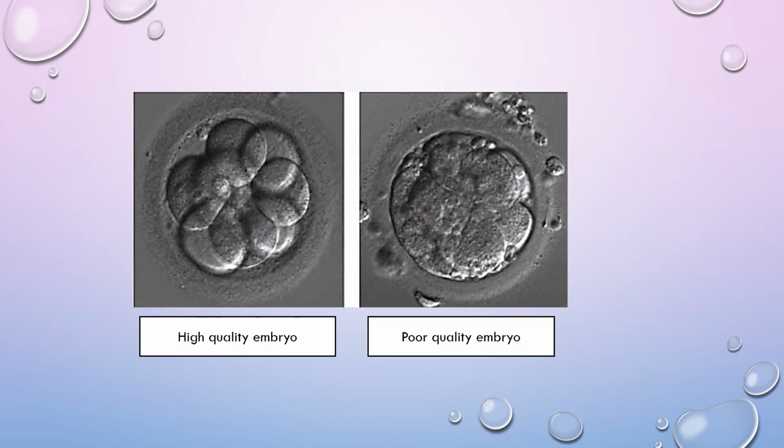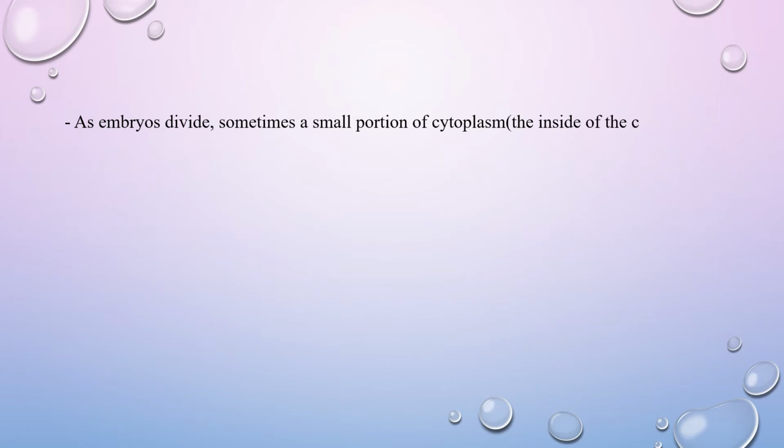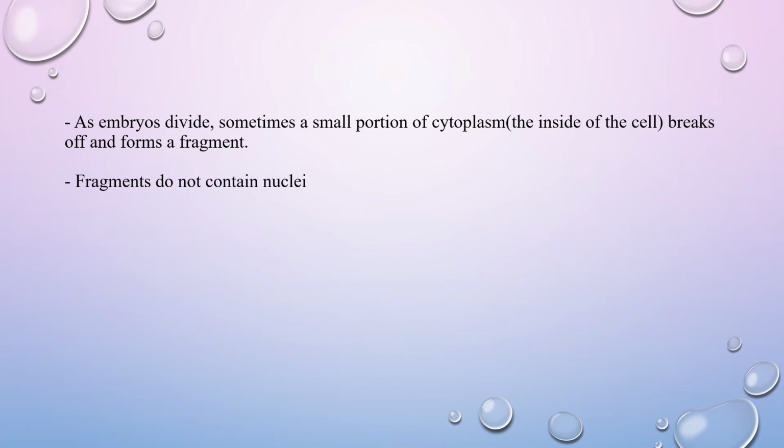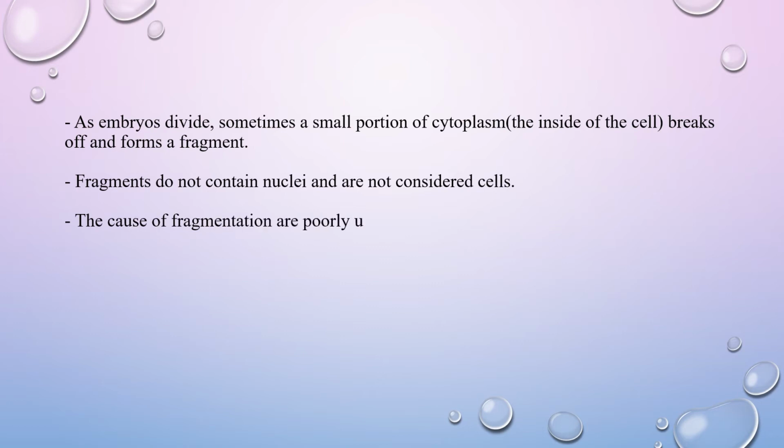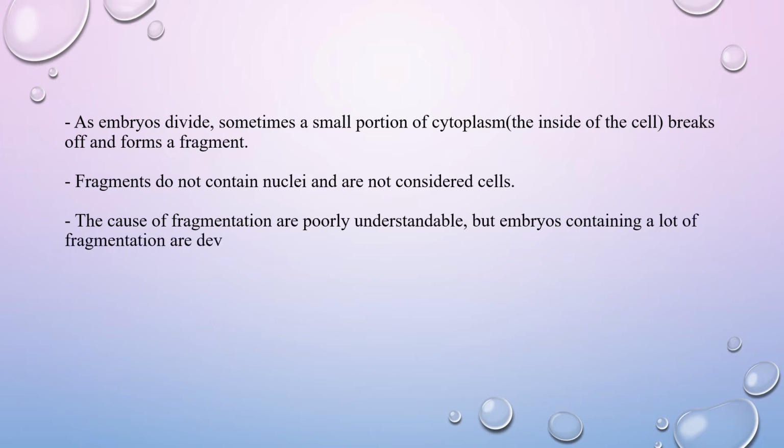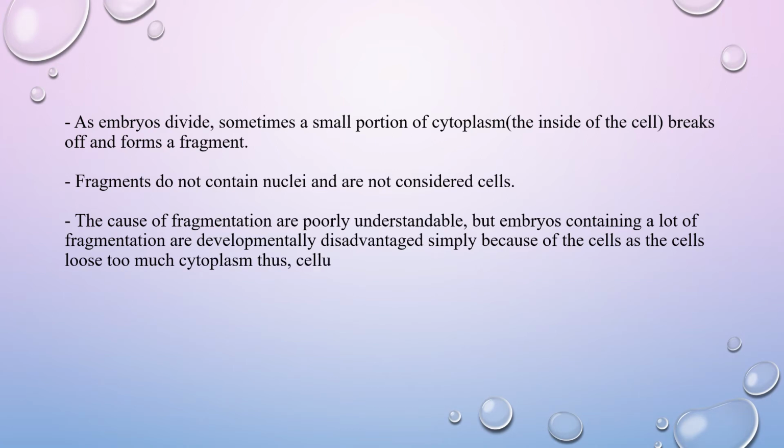This is the picture of a high quality embryo, and there is a poor quality embryo. As embryos divide, sometimes a small portion of cytoplasm, that is the inside of the cell, breaks off and forms a fragment. Fragments do not contain nuclei and are not considered cells. The causes of fragmentation are poorly understood, but embryos containing a lot of fragmentation are developmentally disadvantaged simply because the cells lose too much cytoplasm, and the cellular machinery is lost to the fragments.